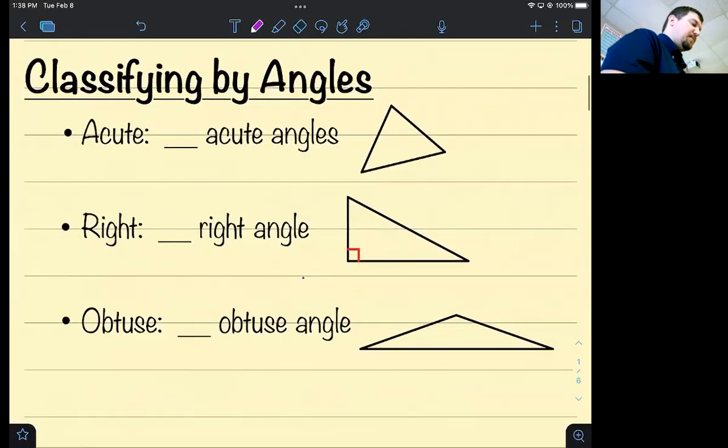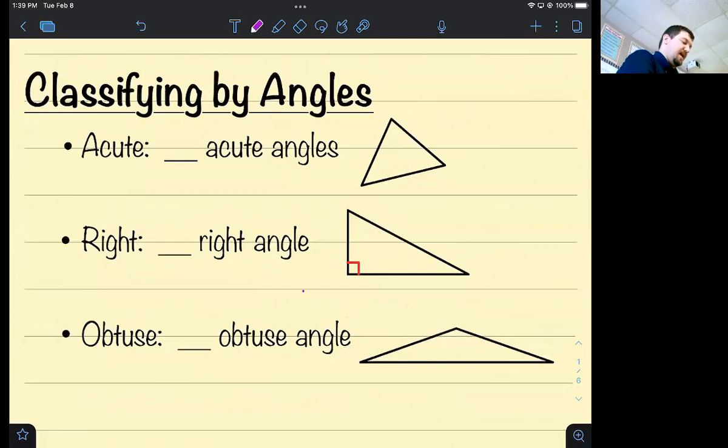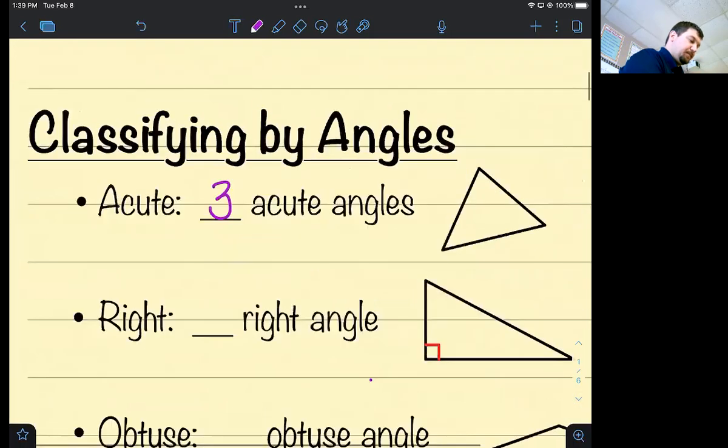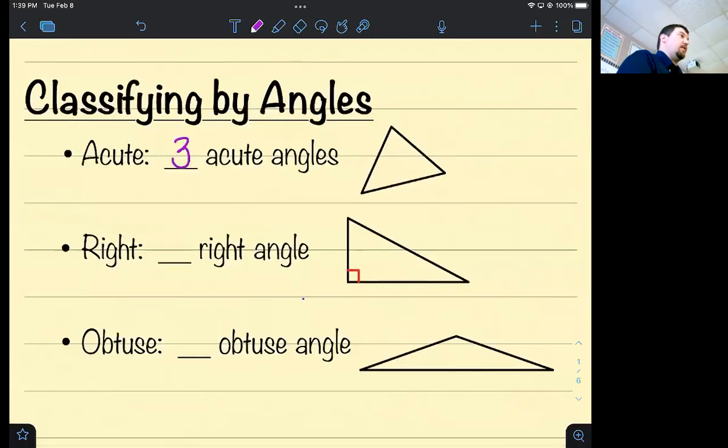So by classifying by their angles, we have three types of angle classifications: acute, right, and obtuse. An acute triangle will have three acute angles. Essentially, all of them are acute. A right triangle will have one right angle, and an obtuse triangle will have one obtuse angle.